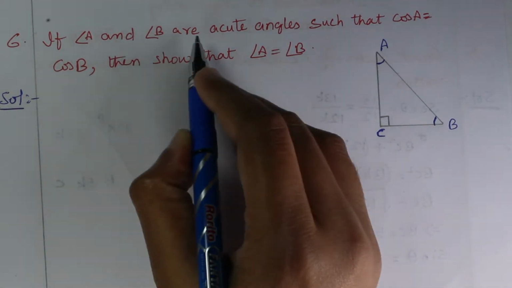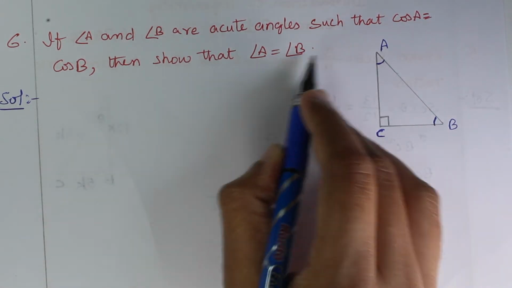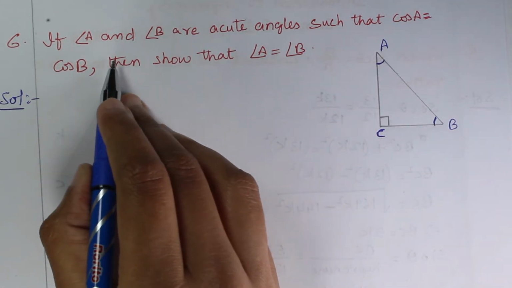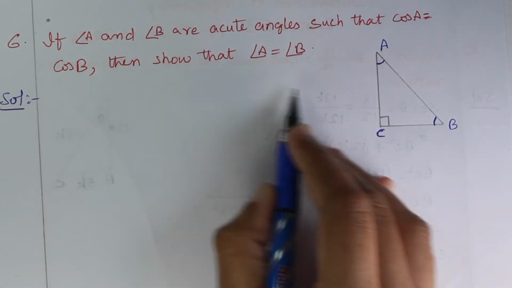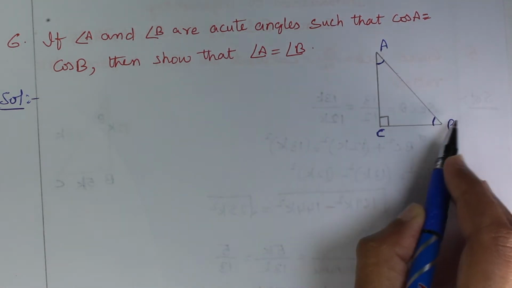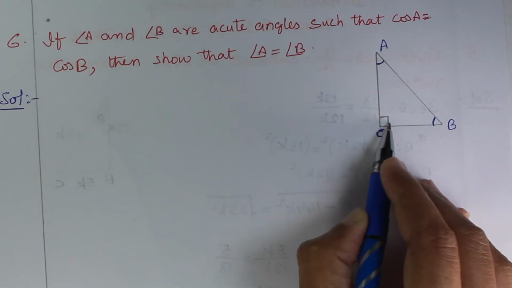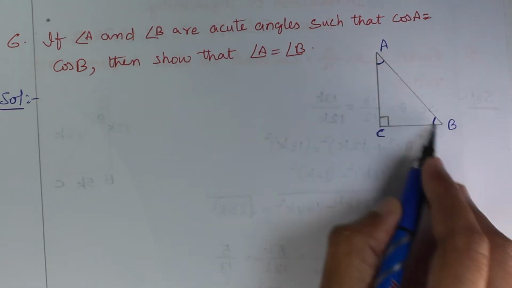If angle A and angle B are acute angles such that cos A is equal to cos B, then show that angle A is equal to angle B. So it is given that angle A and angle B are acute angles. Because we are dealing with the trigonometric ratios, we will consider a right angle triangle. So in this right angle triangle, angle C is a right angle, that is 90 degrees, and angle A and angle B will be the acute angles.